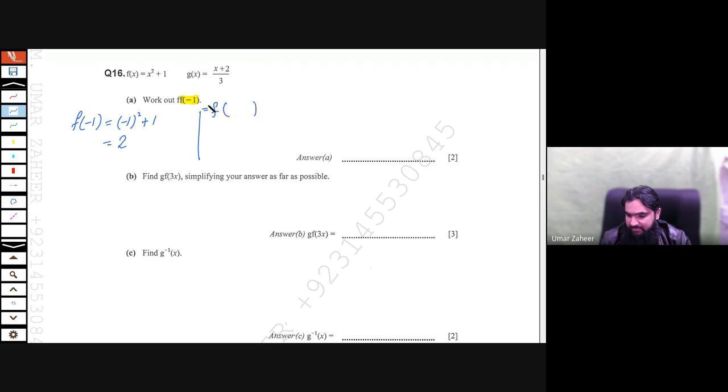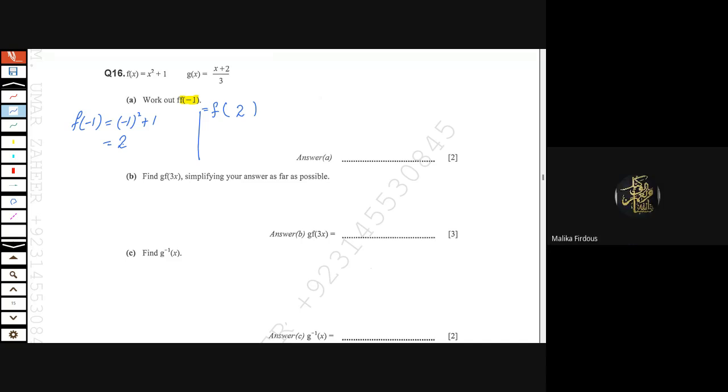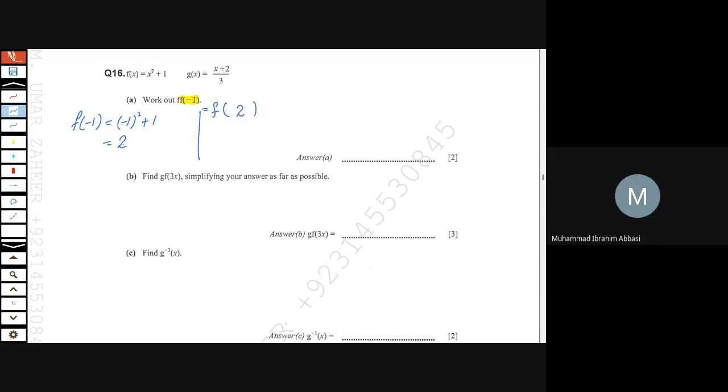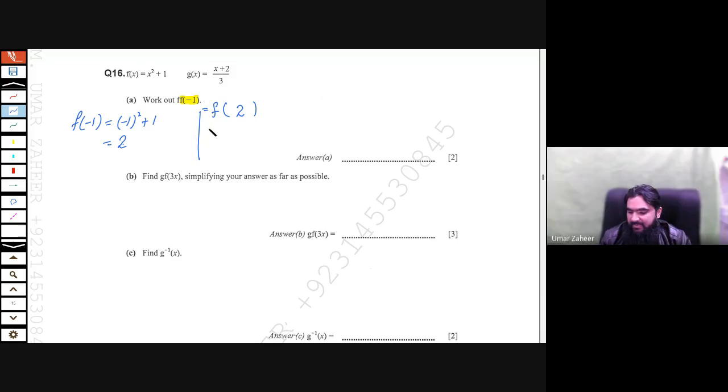But at the place of f of minus 1, I will substitute the value that is 2. Yes, everyone, it is clear? Yes, sir. Okay. Yes, Ibrahim, Amaz, Shayan, are you here? Yes, sir. Okay. Now apply the f function.